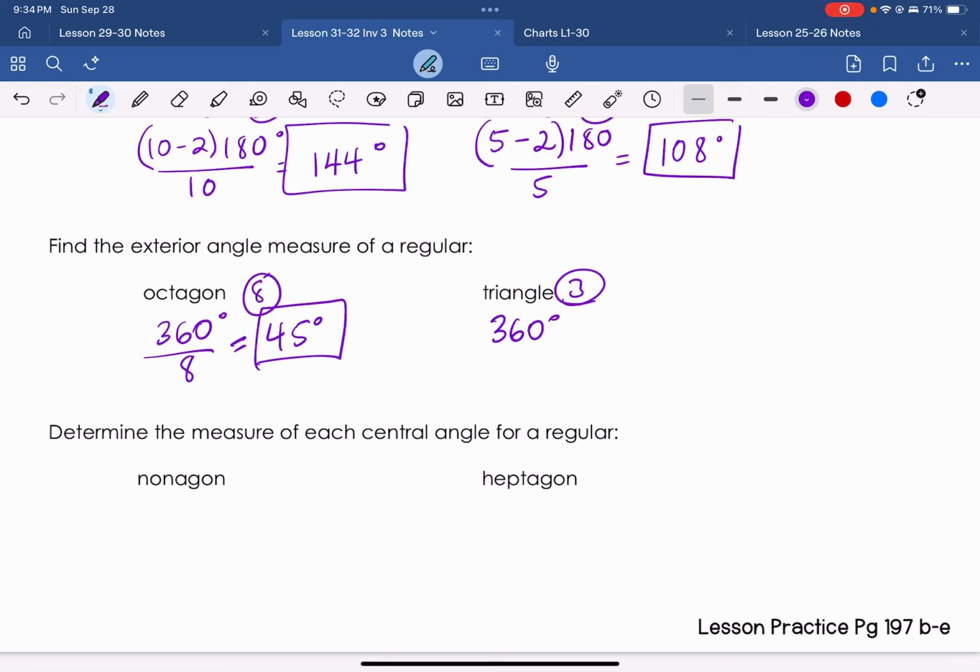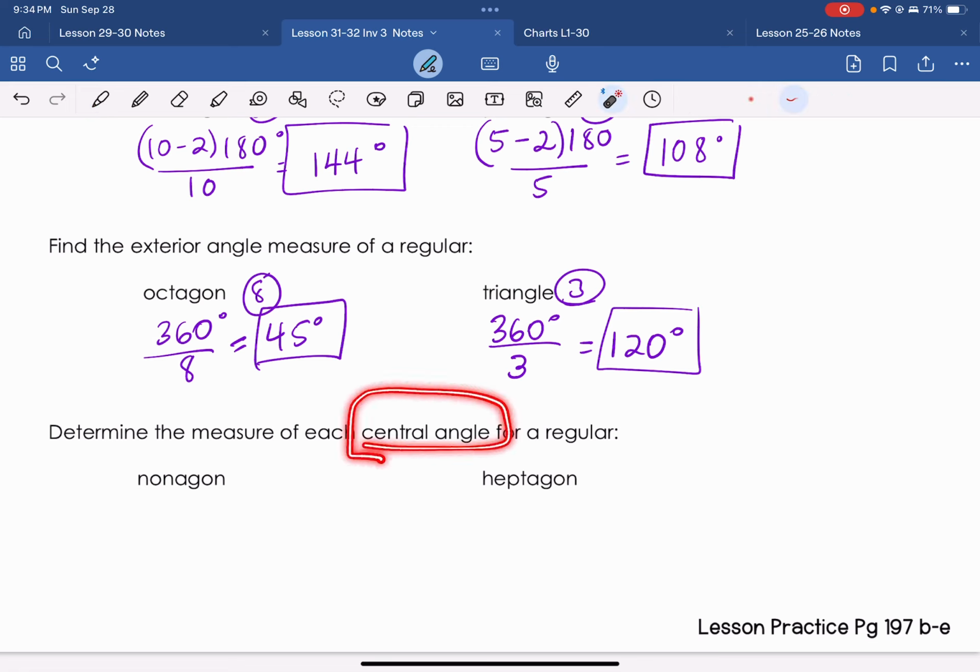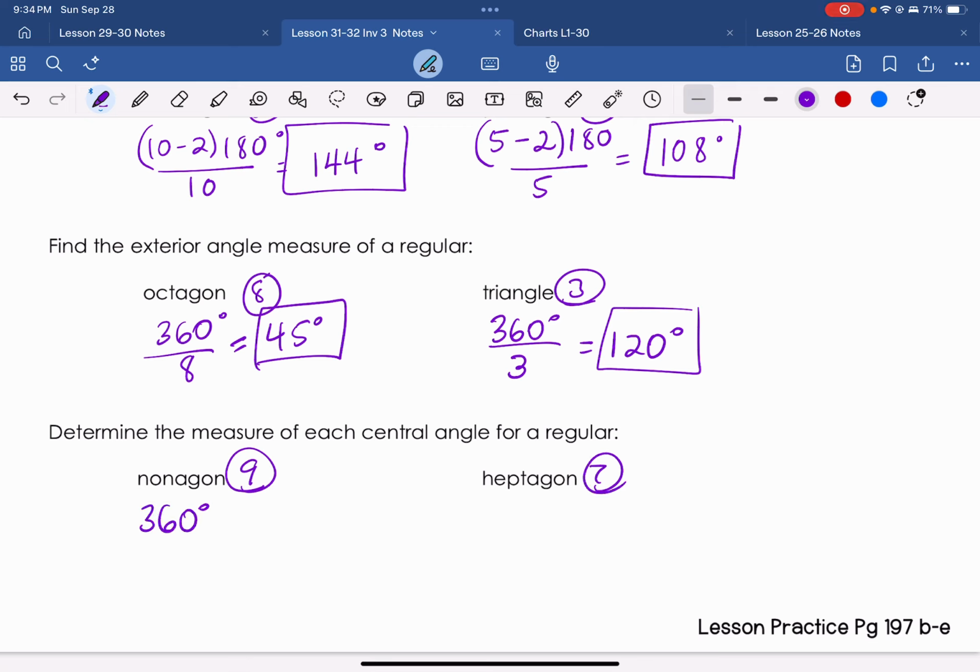Okay, 360 degrees divided by 3 sides equals 120 degrees for each exterior angle. And then remember, when we're solving for central angle, it's the exact same formula as exterior. A nonagon, if you remember, has 9. A heptagon has 7. So 360 divided by 9 is 40 degrees.